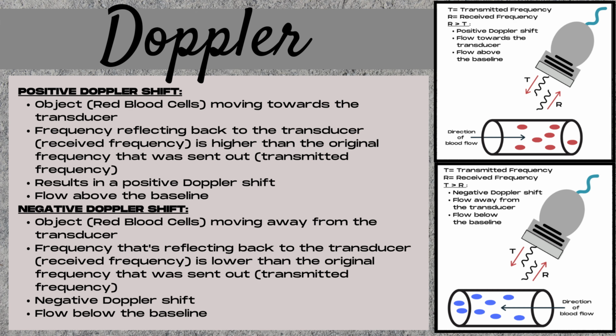With a negative Doppler shift, the object or the red blood cells are moving away from the transducer, and the frequency that's reflecting back to the transducer, this is the receive frequency, is lower than the original frequency that was sent out, the transmitted frequency. This results in a negative Doppler shift, and this represents blood flow that's below the baseline on an ultrasound.